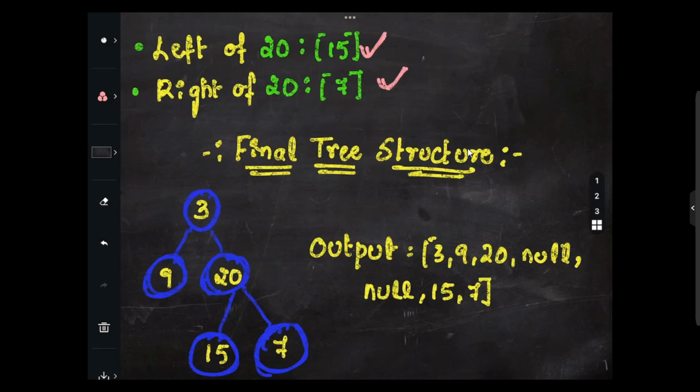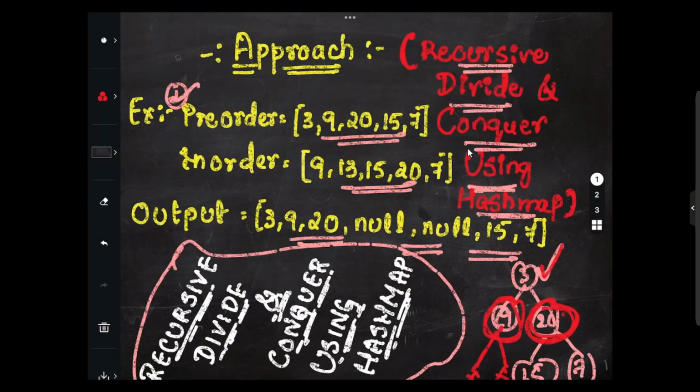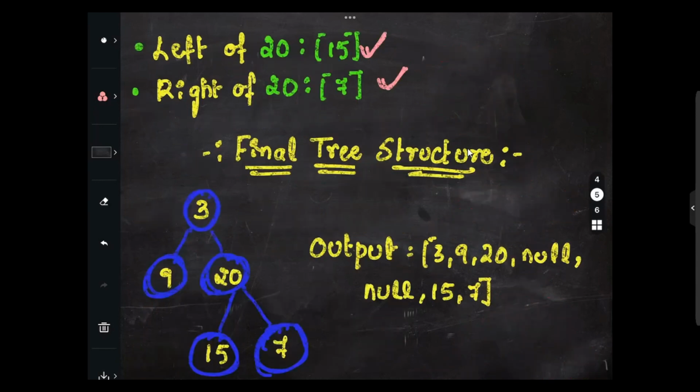Pre-order I'm speaking of. So let me come here. So left subtree of this one, 20, is 15 and right subtree of this one is 7, right? So this is fine, we know this one. So let's come to this part. Final tree structure as output: 3 9 20 null 15 7.